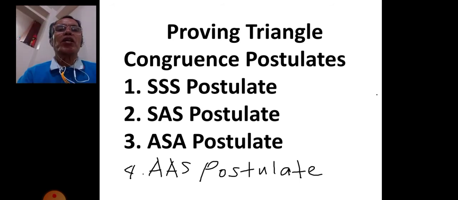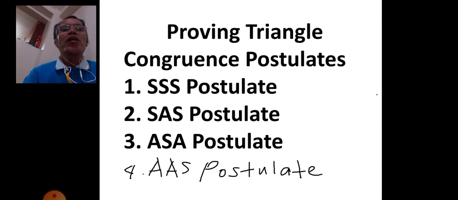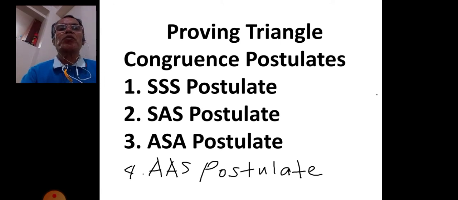Okay, first we have to know why and when we can say that two triangles are congruent. Two triangles are congruent if their corresponding sides and their corresponding angles are congruent.